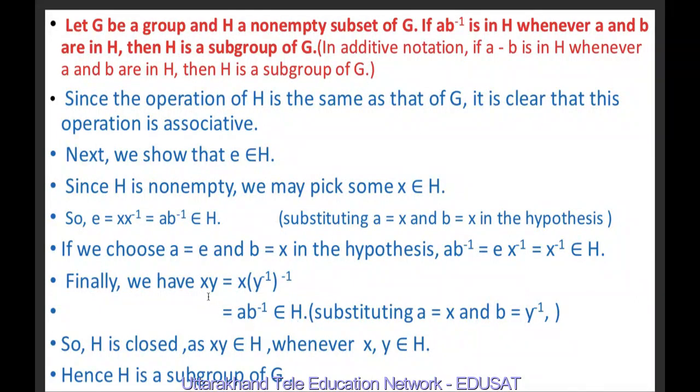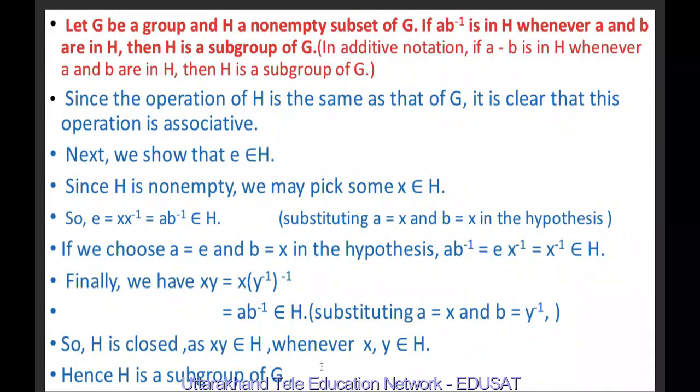A b inverse is nothing but xy. It is equal to xy. It means xy belongs to H. So H is closed under the given operation, meaning xy belongs to H for all x, y belonging to H. Hence H is a subgroup of G.